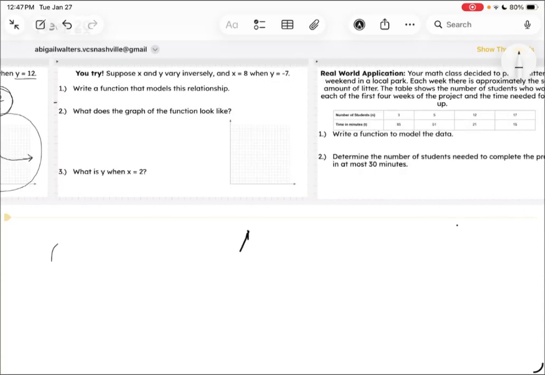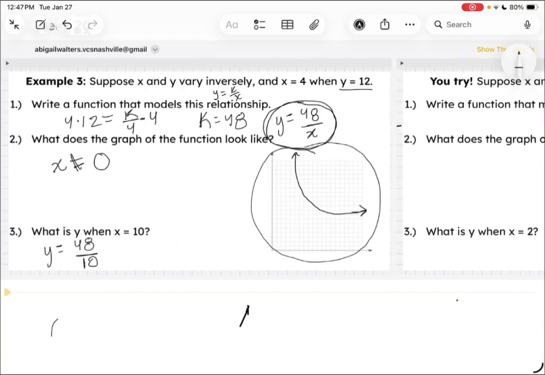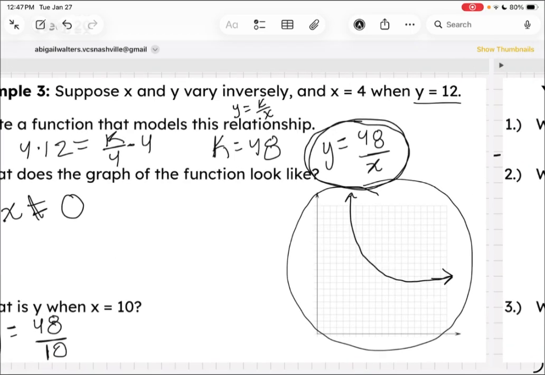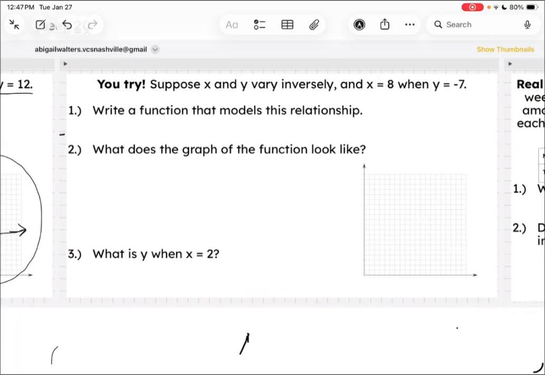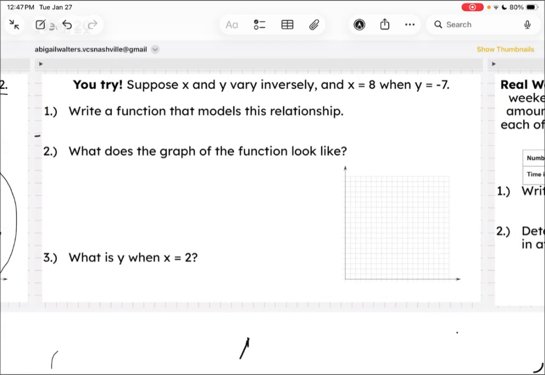All right, so what I want you to do now, again, I want you to, hold on. Pause the video, and I want you to try this one on your own. Again, come up with that equation, type it in your calculator once you've gotten it, sketch your graph, and then tell me what y is when x is 2, okay? All right, so this one again is varying inversely, so that means my function is going to look like this.